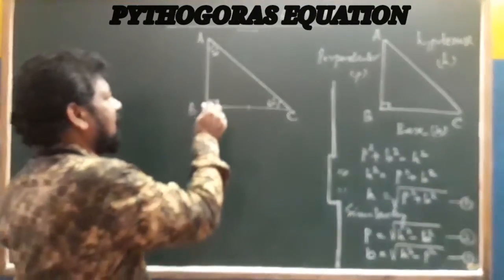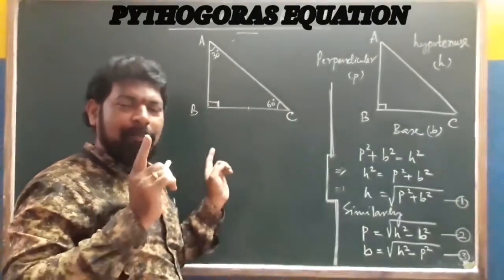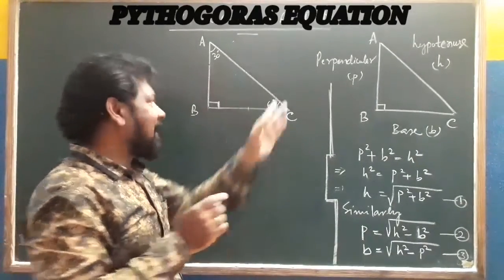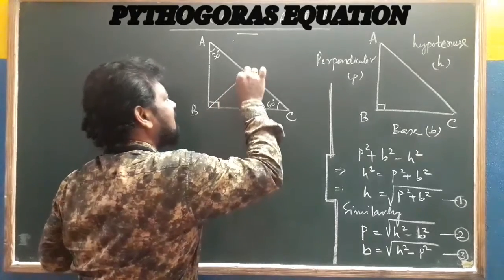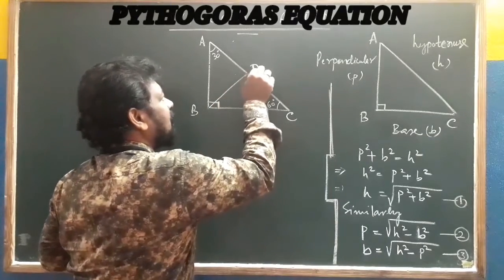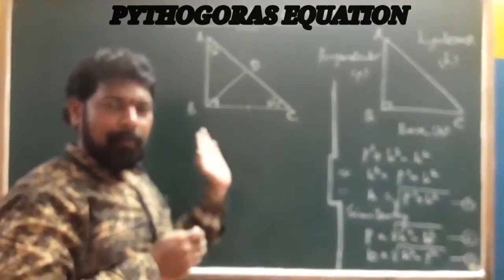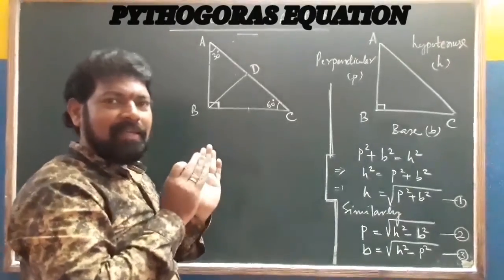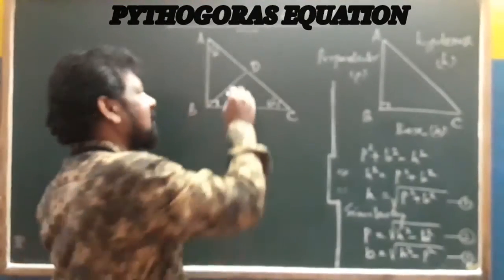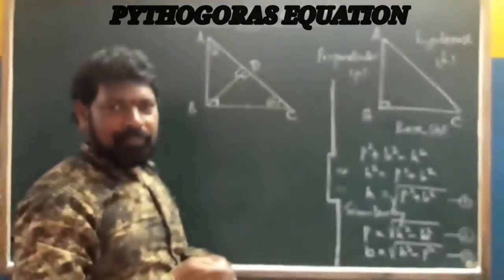Okay, let it be. Now from B I will draw a perpendicular on AC. From B I will draw a perpendicular on AC. Say this point is D. What is BD? BD is the perpendicular from B on AC. Because it is perpendicular, it will make 90 degree with AC. I will make a 90 degree sign here, and a 90 degree sign here.